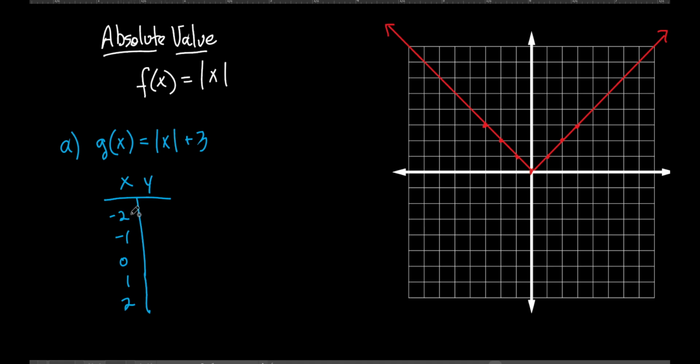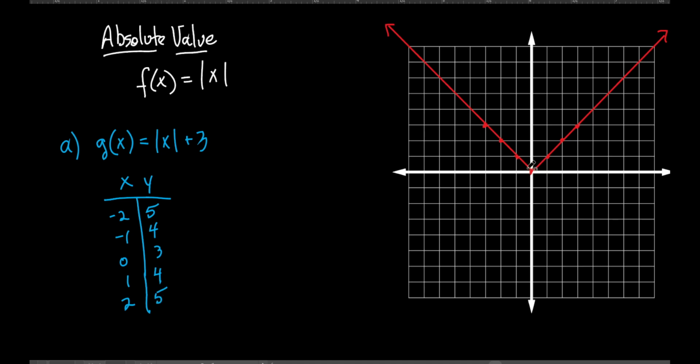The absolute value of -2 is what? 2 plus 3 is what? 5. Put in a -1. 1 plus 3 is 4. Put a 0 in for this. 0 plus 3 is 3. Put a 1 in for this. 1 plus 3 is what? Look, now we're going back the other way, aren't we? Do you see that? Put a 2 in for this. Absolute value 2 is 2 plus 3 is 5.